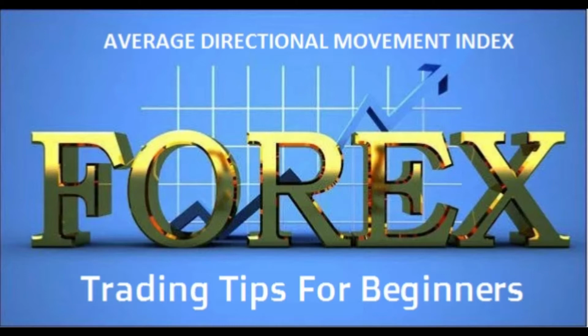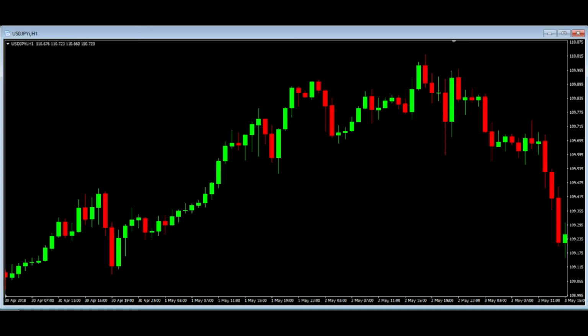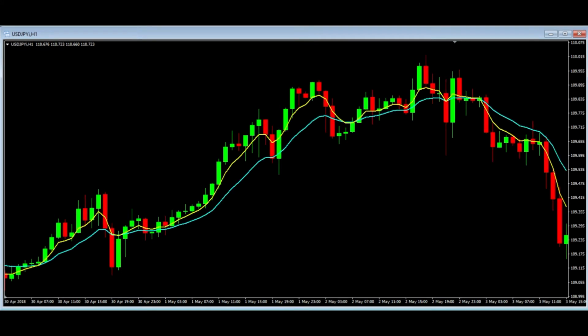First open a 1-hour chart such as shown here. This is the 1-hour US dollar to Japanese yen chart. Now apply the 5 exponential moving average indicator in yellow color and the 13 exponential moving average in aqua color as shown in the chart below.